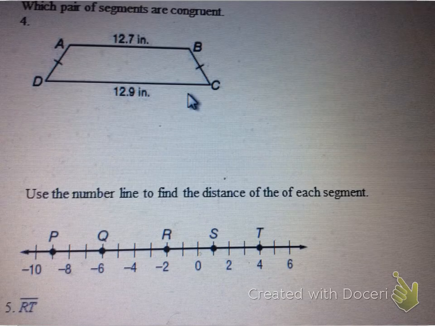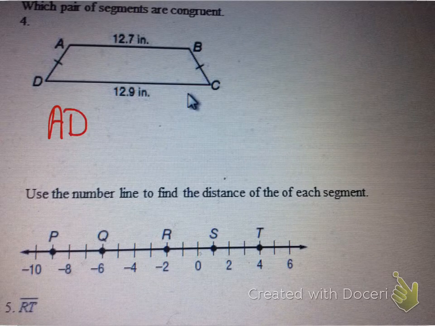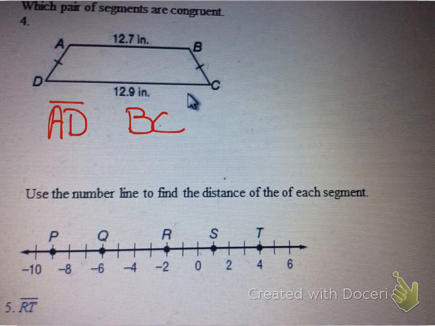Name a pair of segments that are congruent. Wow, what could those be? Could I make it more obvious with, say, the little congruent marks there? Could it be AD and BC, sir? I think it is. That one should be easy, guys. If I have to tell you something about that, that's just sad.